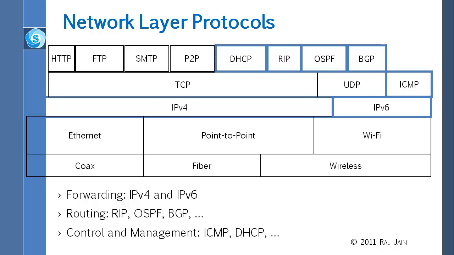And so IP doesn't do that. IP doesn't prepare the table. IP simply uses the table. And therefore it is a forwarding protocol, and the protocols that prepare the table are called routing protocols, and they are these: RIP, OSPF, and BGP. They prepare the table.